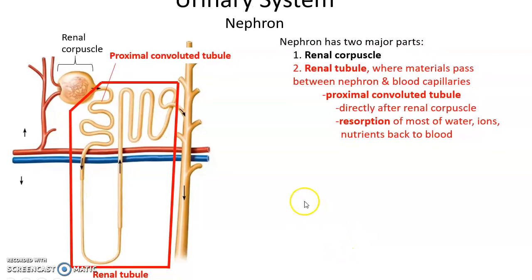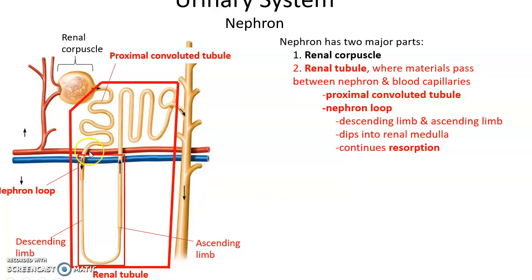The primary function that occurs in the proximal convoluted tubule is reabsorption, tubular resorption, the return of materials, water, ions, etc. to the bloodstream. From here we have the nephron loop dipping down into the renal medulla. The nephron loop has a descending limb and an ascending limb. Descending because filtrate is moving down deeper into the kidney. Ascending limb as it rises back up toward the cortex. And tubular resorption also occurs here.